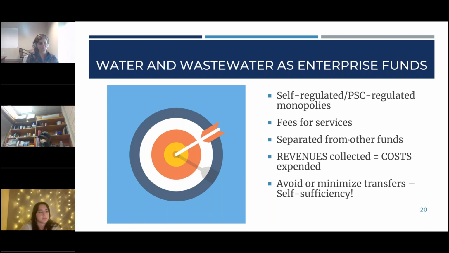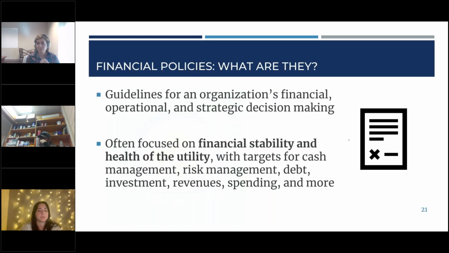Financial policies. These are basically guidelines for an organization's financial, operational, and strategic decision making. These would be policies that your utility might incorporate if you wanted to meet certain standards. You could enact policies if there was something that you really wanted to do at your utility. Maybe you wanted to have a certain amount of cash for emergencies. You could want to have cash on hand for your reserves.